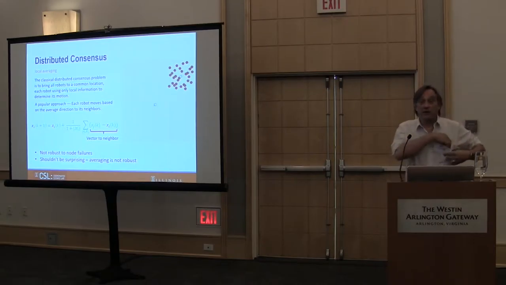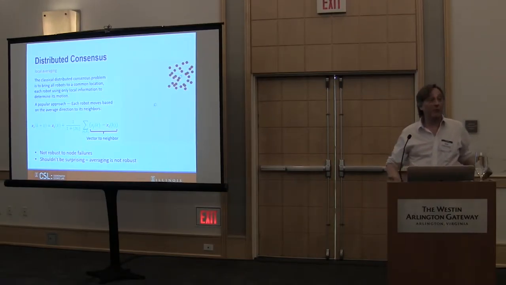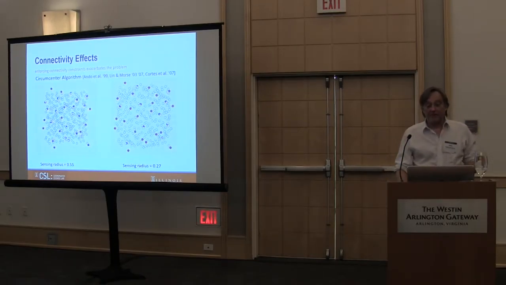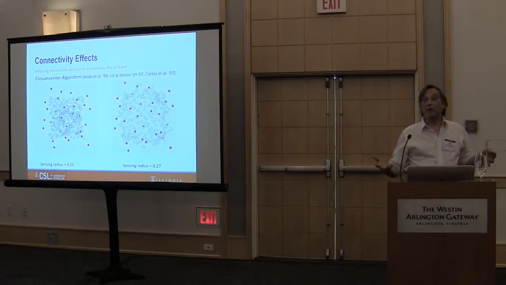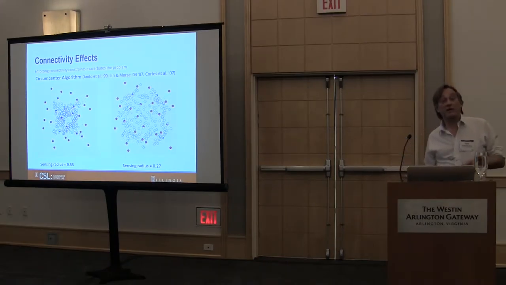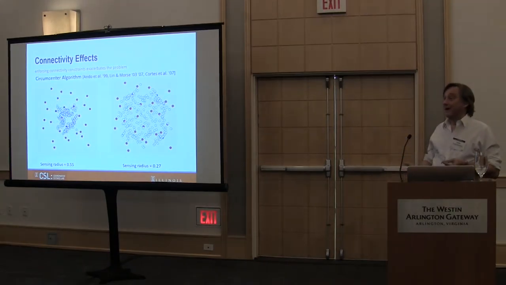It shouldn't be surprising that consensus doesn't work. It's an averaging algorithm. Everybody knows averaging is not a robust statistic, so that's not a surprise. It turns out that you can do things like try to enforce connectivity constraints on the network. You might think that would help. It doesn't. It exacerbates the problem.